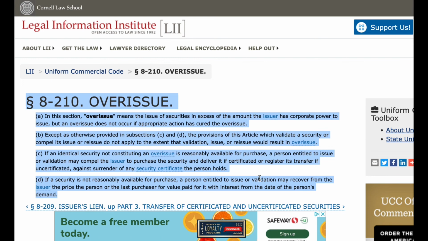C. If an identical security not constituting an overissue is reasonably available for purchase, a person entitled to issue or validation may compel the issuer to purchase the security and deliver it if certificated or register its transfer if uncertificated, against surrender of any security certificate the person holds. D. If a security is not reasonably available for purchase, a person entitled to issue or validation may recover from the issuer the price the person or the last purchaser for value paid for it with interest from the date of the person's demand.